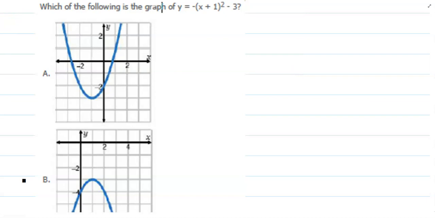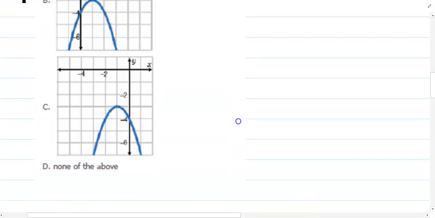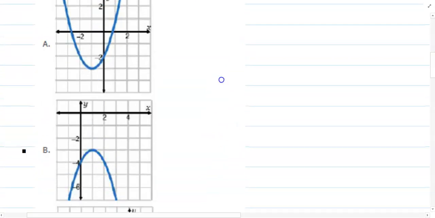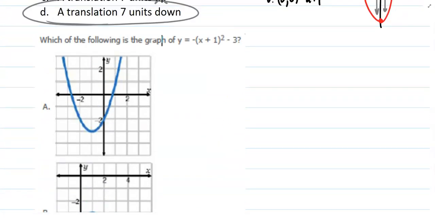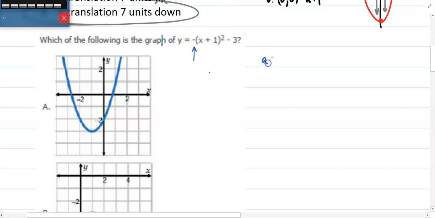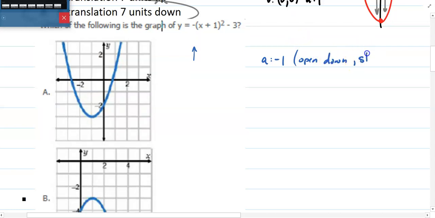Okay, so in this next example, which of the following is the graph of this particular function? So that's a multiple choice question, and we've got 4 to choose from, A, B, C, or D, which is none of the above. We should be able to spot this relatively quickly. This negative sign out front implies that we have an A value of -1, so that tells me that the graph is opening down, and it's a standard height. Standard height because the A value is 1.